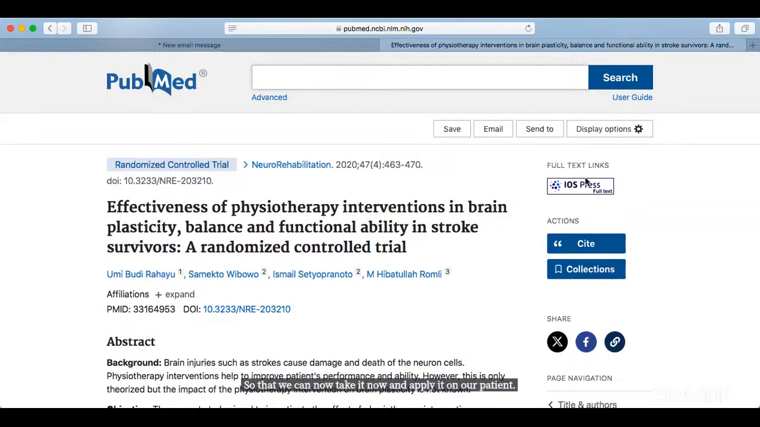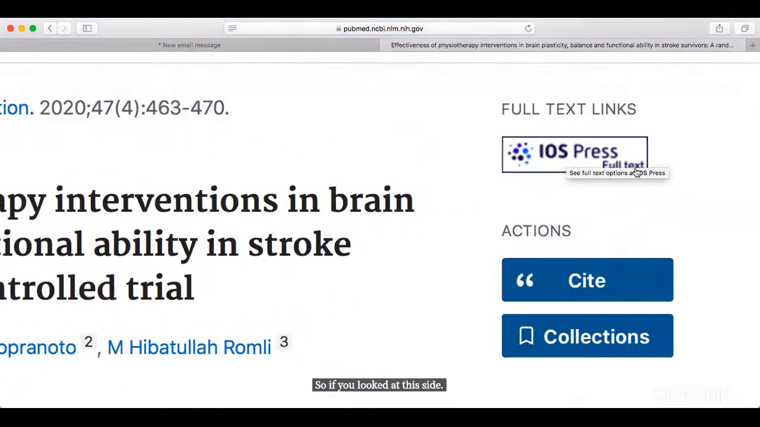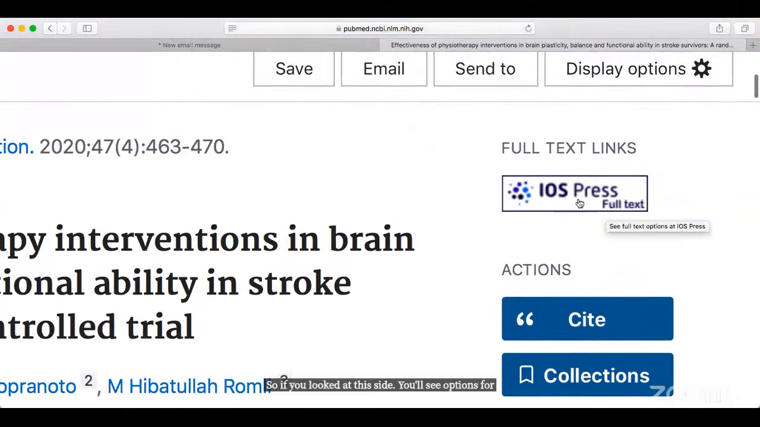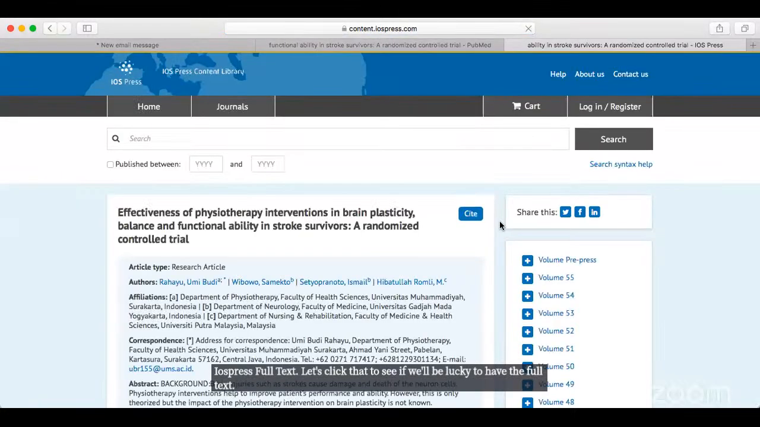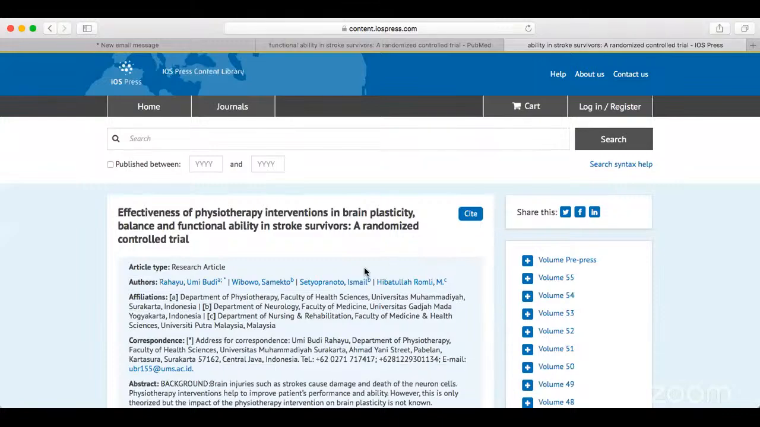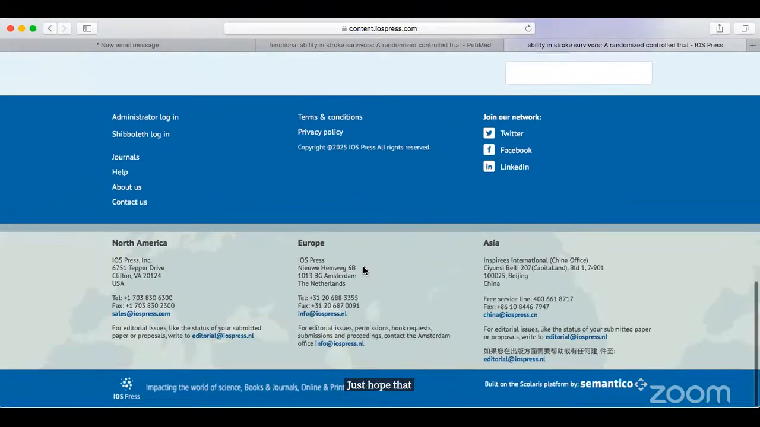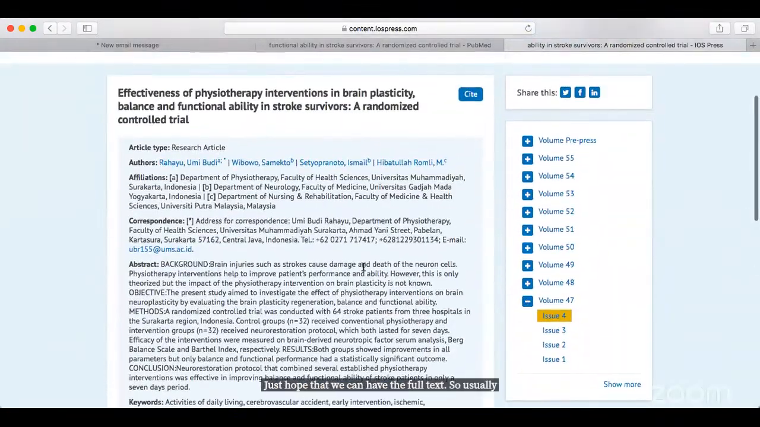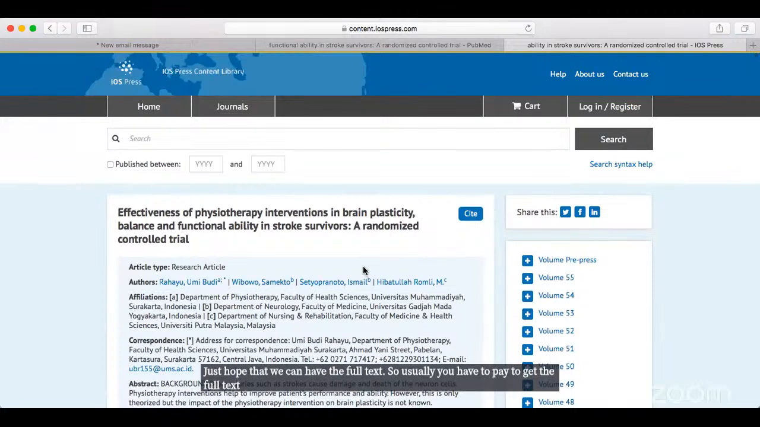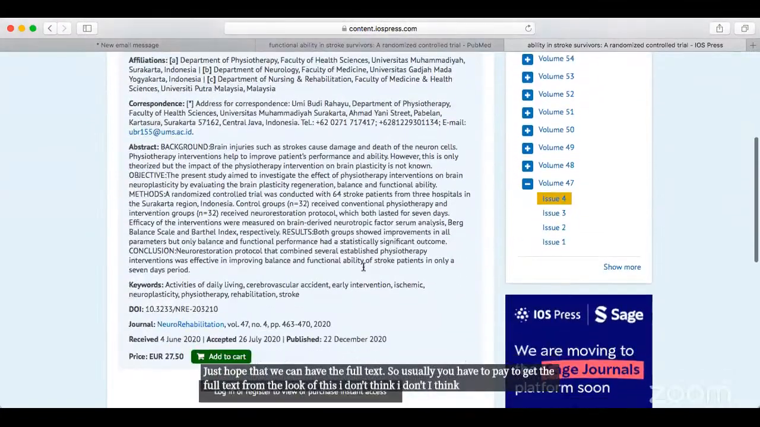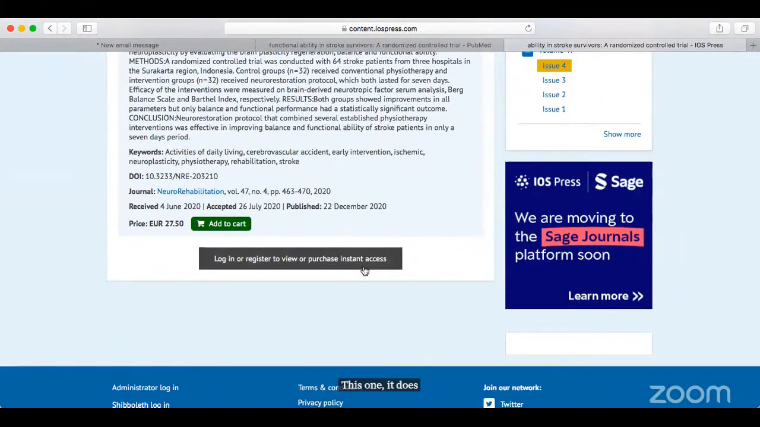So if you look at this side, you'll see options for full text. IOS Press full text. Let's click that to see if we'll be lucky to have the full text. Just hope that we can have the full text. So usually you have to pay to get the full text. From the look of this, I think we need to pay to get the full text. This one has to be paid.